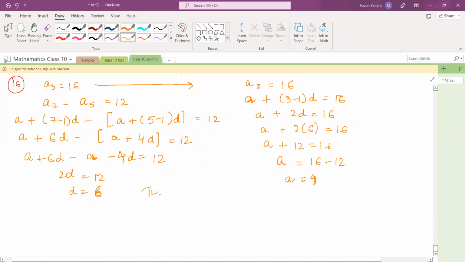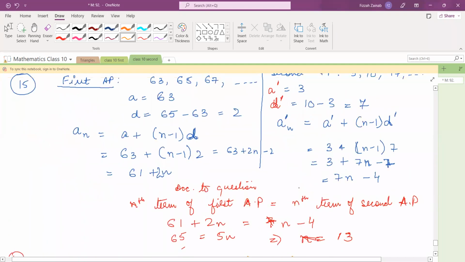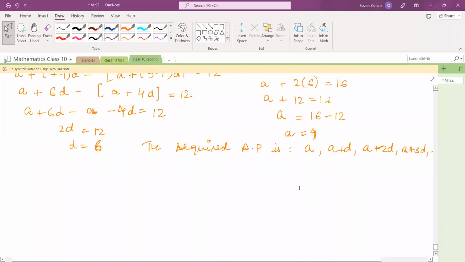So the required AP is... now what is the AP? So a, right? a, a plus d, a plus 2d, a plus 3d, and so on. At least 4 terms you write. So that means the first term is 4, and next is a plus d, that is 4 plus 6. Next is 4 plus 2 into 6. Then you have 4 plus 3 into 6, and so on.